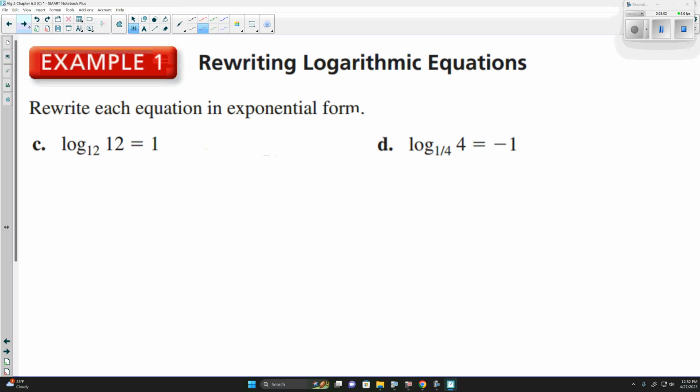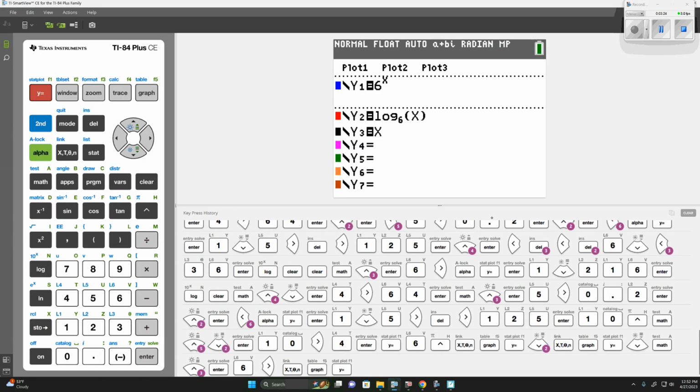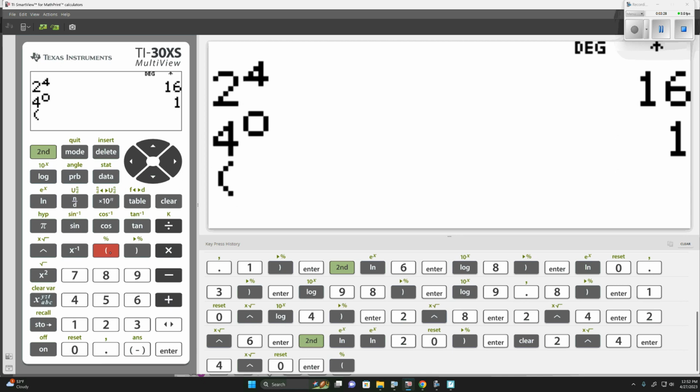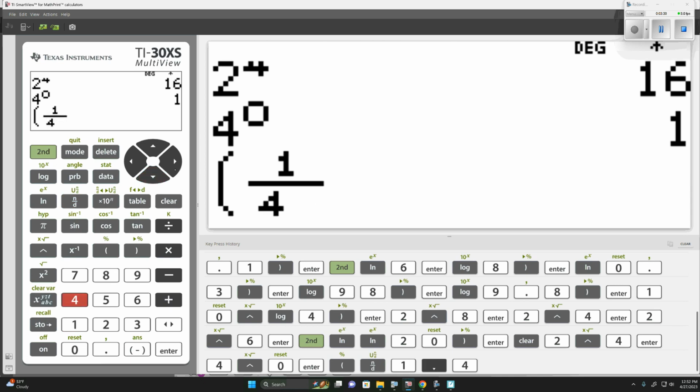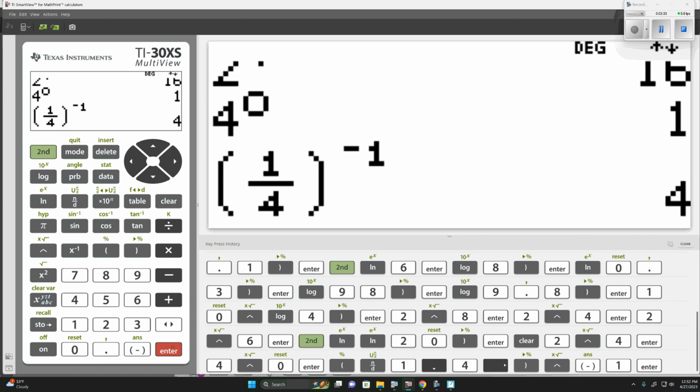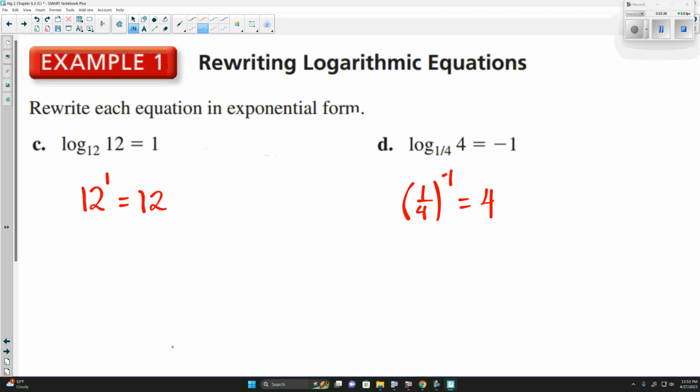Questions on either one of these here? Let's look at the next one. Log base 12 of 12 is equal to 1. 12 to the first is equal to 12. How about the next one? And I mean, we could check both of these here. So we can say (1/4) to the negative 1 is indeed 4. Because if it's negative, we flip it, changing it from 1/4 to 4 over 1, and we have it simplified.